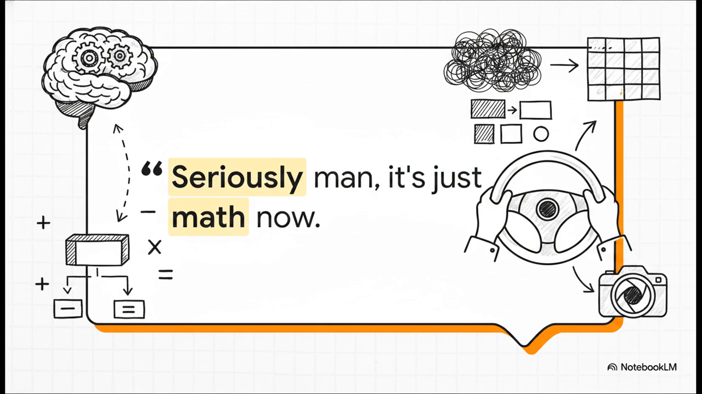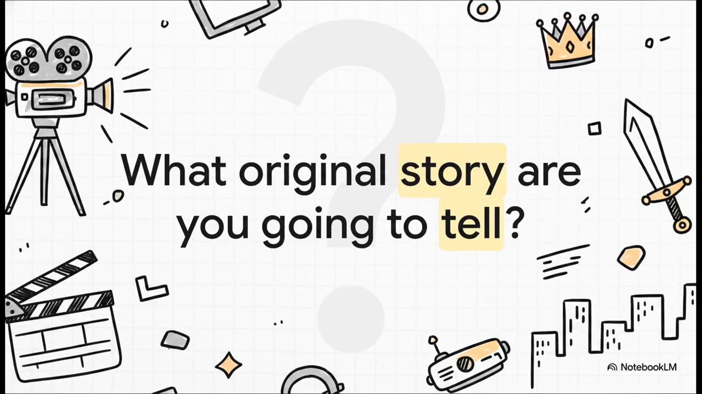The profound reality of all this is summarized perfectly by a creator in one of our source texts. After watching an AI instantly build a custom rendering tool, they just sat back and said, "Seriously, man, it's just math now." The magical, unpredictable black box of AI has finally been distilled into predictable, controllable equations and interfaces. We finally have our hands firmly on the steering wheel, which leaves us with the ultimate takeaway for this explainer.